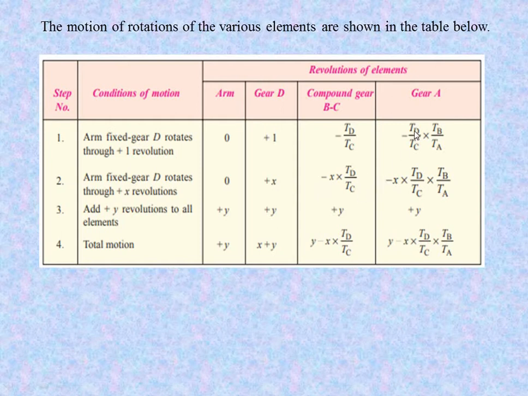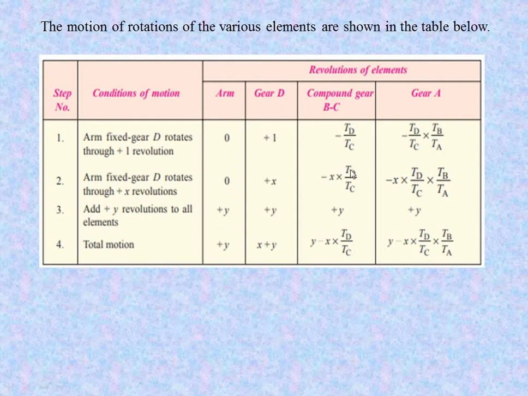Now next, this is minus TD divided by TC into TB by TA into X, so minus X into TD divided by TC into TB by TA. Now the third row: add plus Y revolutions to all elements, so plus Y, plus Y, plus Y, plus Y. Now add this plus Y to row number 2. So what we got here is the total motion: 0 plus Y is Y, and here X plus Y will be there.